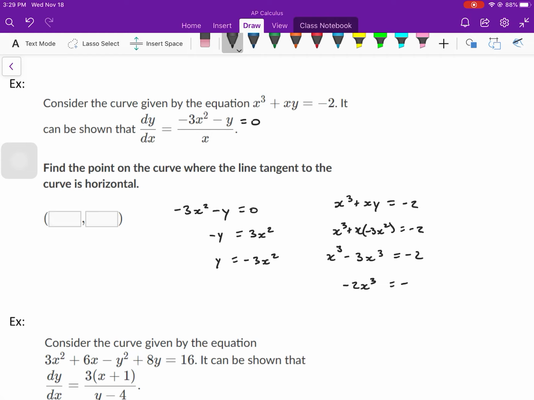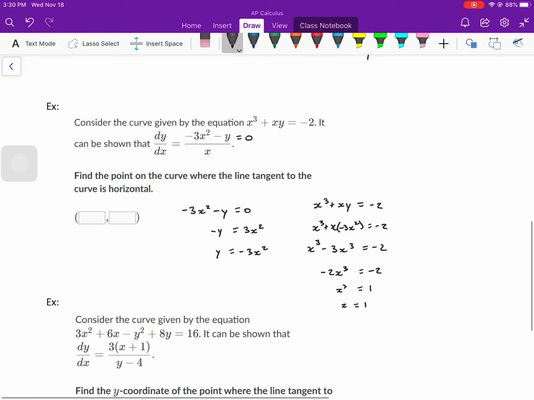Now, if I'm looking at the derivative, why does it matter if the numerator and denominator are 0? It's because, remember, that's the slope. If the slope has a 0 in the denominator, it's undefined, being a vertical tangent. And if the slope has a 0 in the numerator, then it's going to be a horizontal tangent. So x this time equals 1.